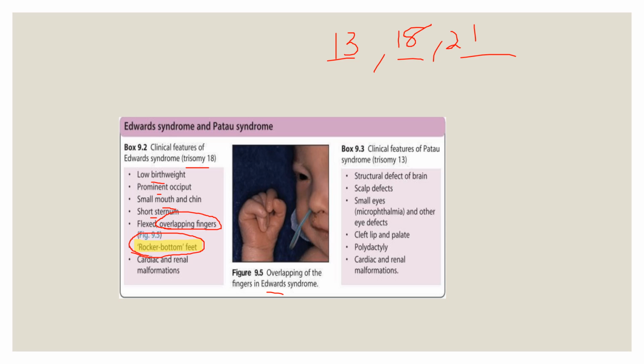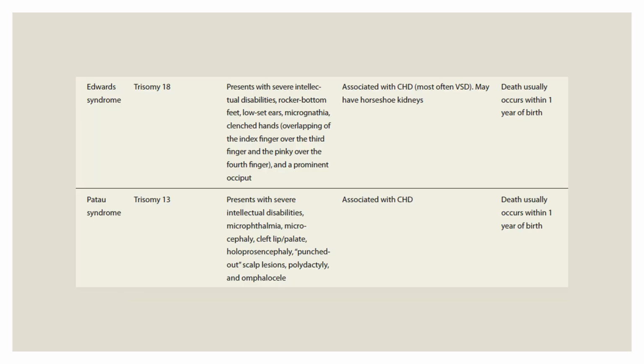Then in Patau, which is trisomy 13, again structural defects of brain. There can be scalp defects, microphthalmia. Okay, so this is usually coming in question. Cleft lip and palate, polydactyly, cardiac and renal malformations. Okay, again coming to Edward and Patau.